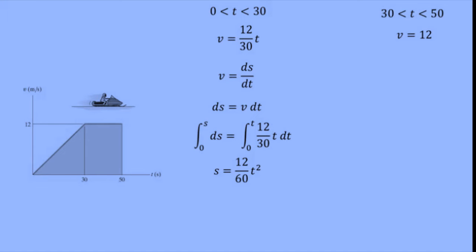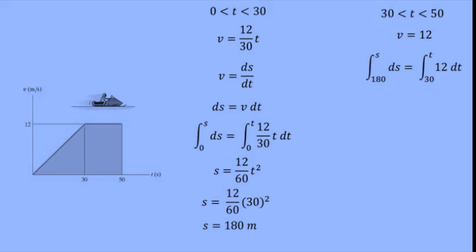Once you take this integral, you need to find the displacement at the time before the new segment starts. Looking at the graph, we see the new segment starts at 30 seconds. Substitute 30 seconds in and we get a displacement value of 180 meters. So at 30 seconds, the object moved 180 meters. You need that as the lower bound of the next integral.